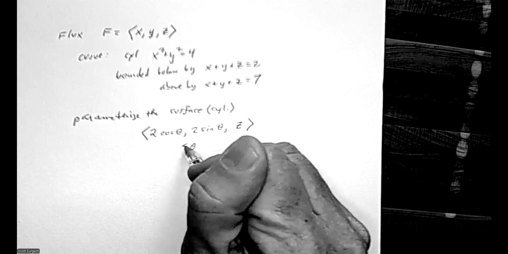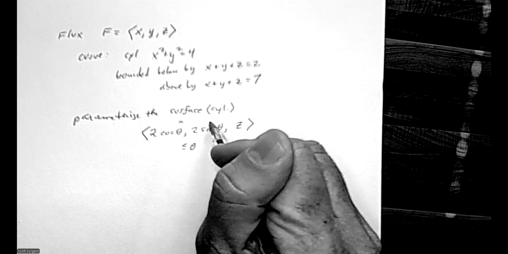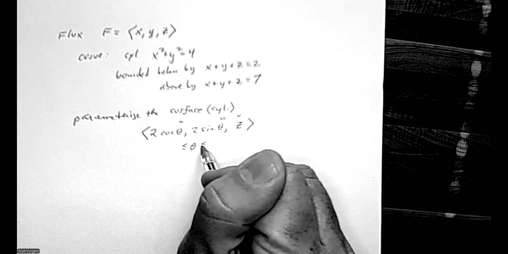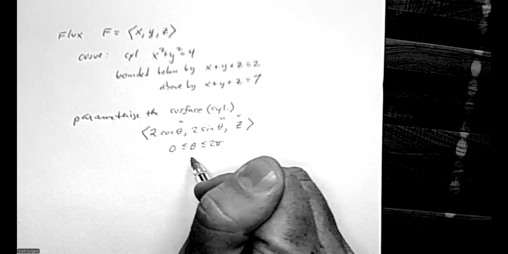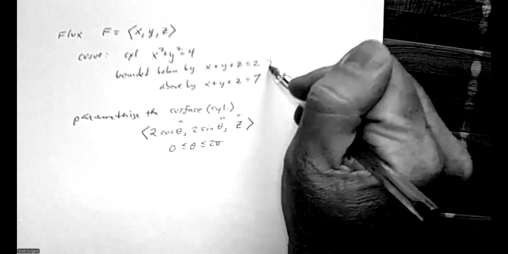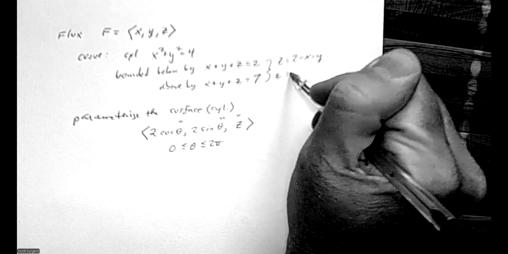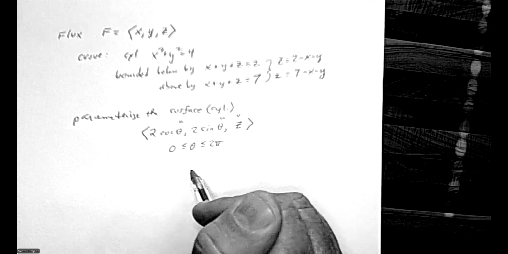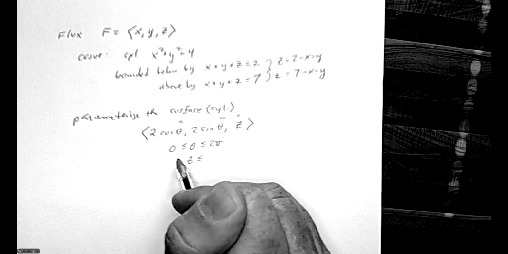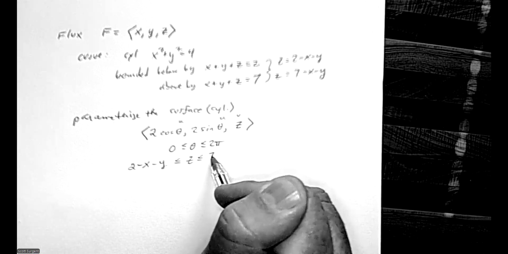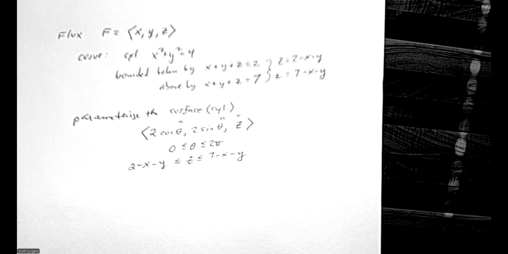The theta bounds are, and of course you can use U and V. I know that the tendency is to use U and V in this manner, but you want to get a full circle, so 0 to 2 pi, and then Z, well, what we do here is solve for Z. We get 2 minus x minus y and 7 minus x minus y. So your Z bounds look like this. And that gets us our parameterization.